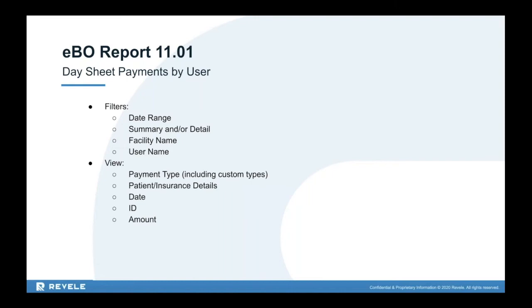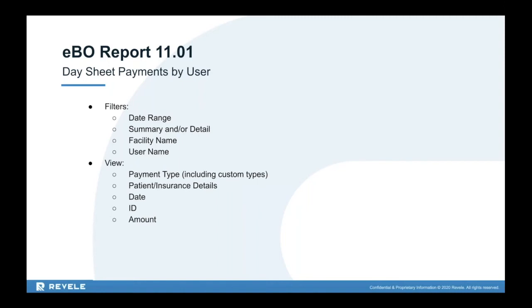It's also going to show, in the detail section, the patient that that payment was allocated to. It's going to show the insurance that it was from, so Anthem, UHC, and so forth. The date of that payment, the payment ID, and the amount.